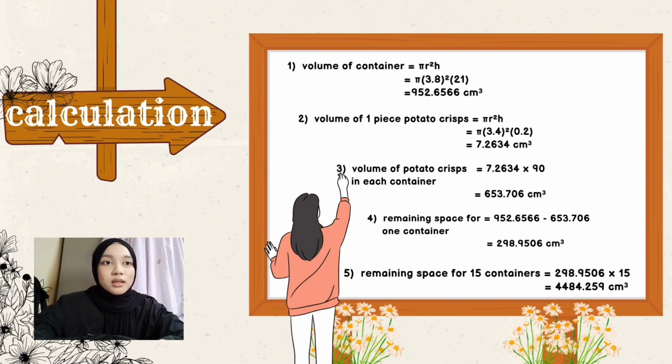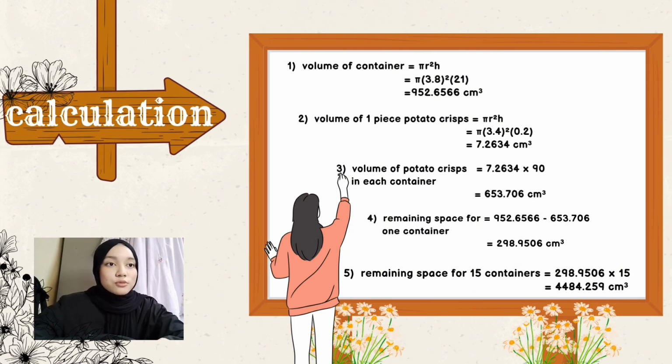Then we need to find the remaining space for one container. So the volume of the container minus the volume of potato crisps in each container, which is 952.6566 minus 653.706, and we got 298.9506 cm³.